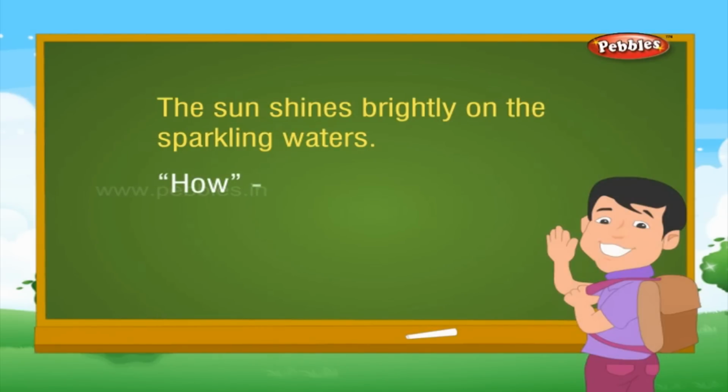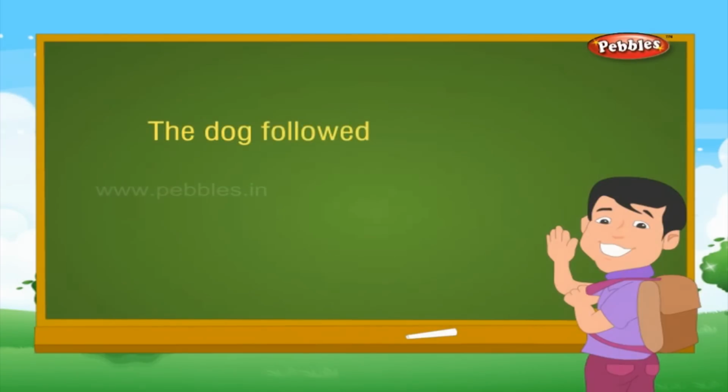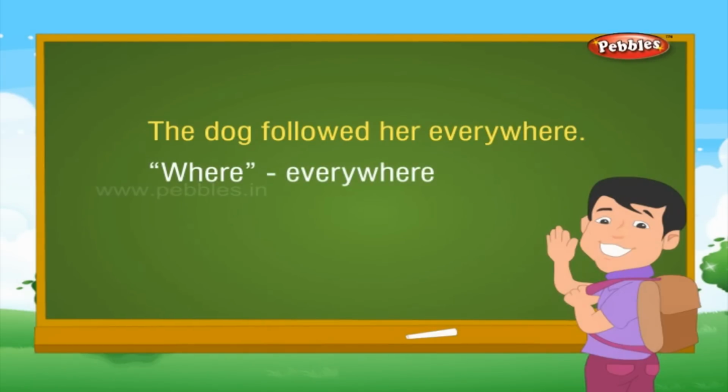How? Brightly. He comes here daily. When? Daily. The dog followed her everywhere. Where? Everywhere.